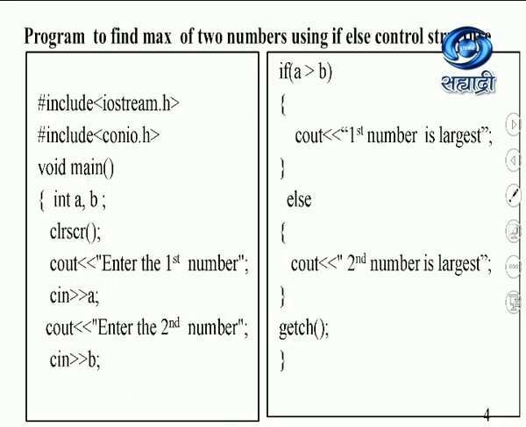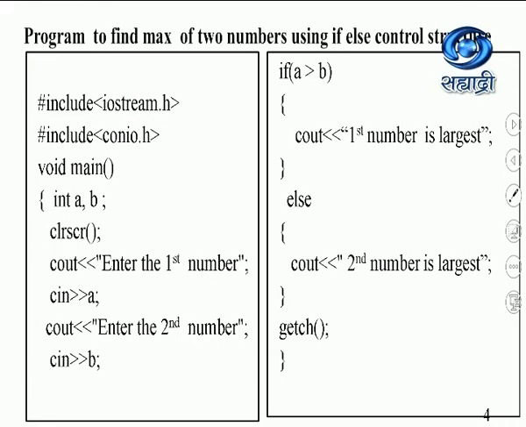So let us see the first program, a simple program. Write a program in C++ to find the maximum between two numbers using if-else control structure. So if-else is if the condition and else. It is a branching logic in which any one of the two options is going to be selected and given at the output. Include iostream.h.